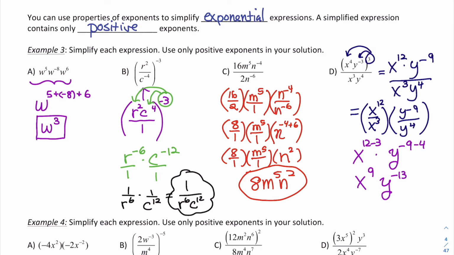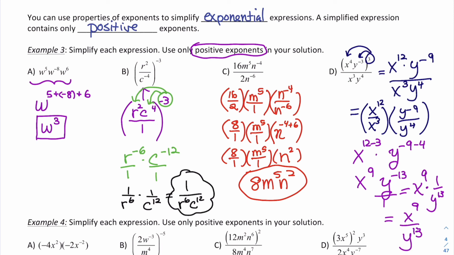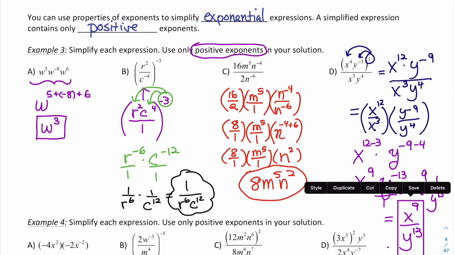Now we cannot leave negative exponents in our problem. We have to have only positive exponents in our solution. So this bad boy with the negative exponent, we're going to put that over 1 and think about flipping it, so that we'll get x to the 9th multiplied by 1 over y to the positive 13. And putting those together, we get x to the 9th on top here, y to the 13th on the bottom, and no negative exponents.